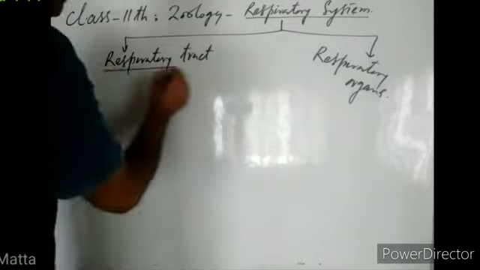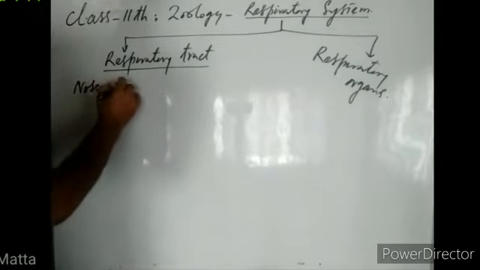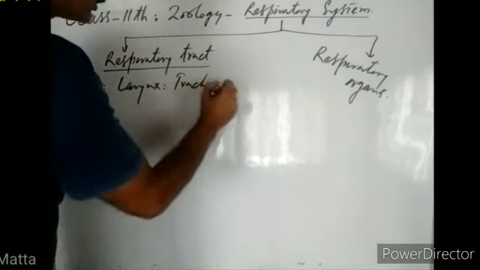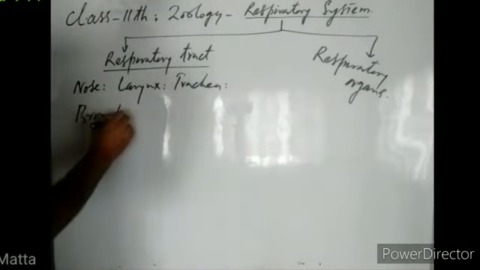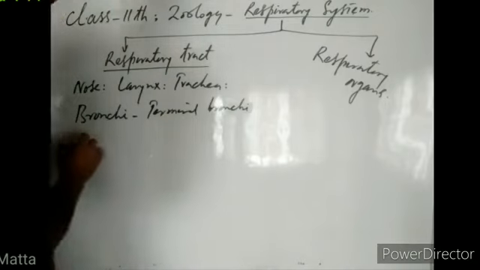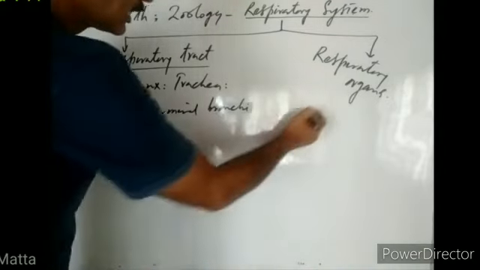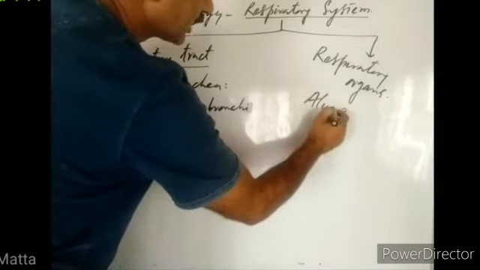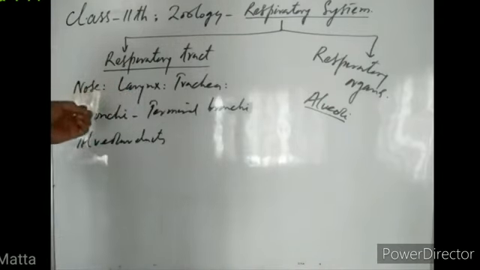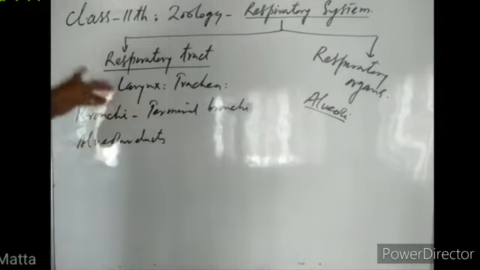This respiratory tract involves our nose, larynx, trachea, then bronchi, terminal bronchi, and finally alveolar ducts. Then they open into alveoli. Alveoli are present in the lungs; they are the part of the lungs, right? So this path through which atmospheric air enters into our body, that means nose, larynx, trachea, bronchi, terminal bronchi, alveolar ducts, etc., forms the respiratory tract.